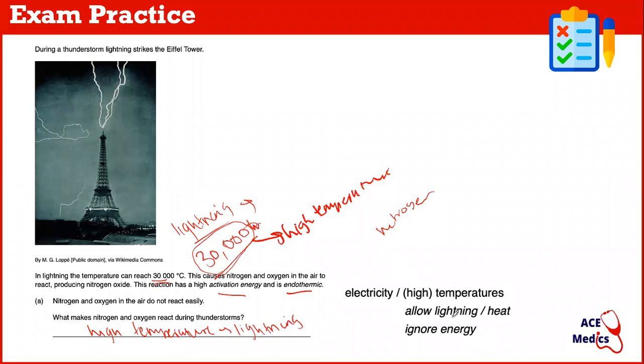So you can't just say it's energy, you have to be quite specific. So you have to say the high energy or the electricity that's coming from the lightning, and that allows the heat and makes the nitrogen and oxygen react together. Yeah, does that make sense? Couple more in the chat. Yes, does that make sense? Okay.